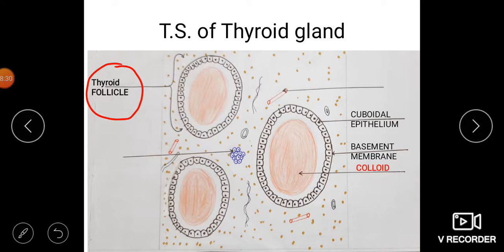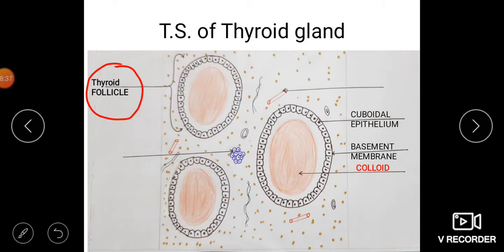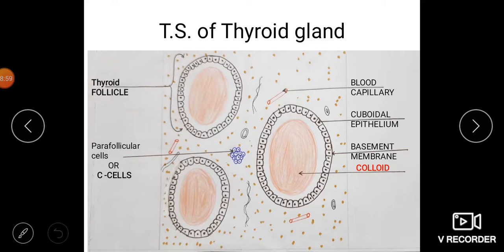It encloses a jelly-like substance, and that jelly-like substance is called colloid. Then we can see parafollicular cells or C cells or clear cells, and blood capillaries are coming. These are the various labels you have to make in the TS of the thyroid gland. It's a very important diagram, TS of thyroid gland.